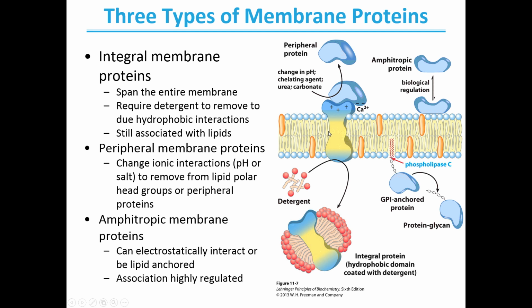A peripheral membrane protein is going to interact either with the hydrophilic portion of one of the integral membrane proteins or simply interact with the more hydrophilic head groups of the lipids. To release a peripheral membrane protein, you don't need a detergent to disrupt the hydrophobic interactions. Then you'll only need to change your ionic interactions. So pH or salt can change the charges enough to get those peripheral membrane proteins to let go.